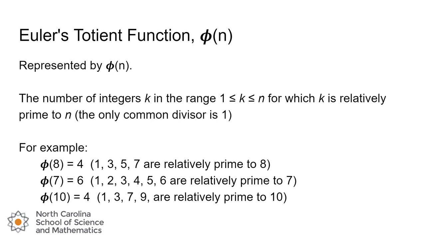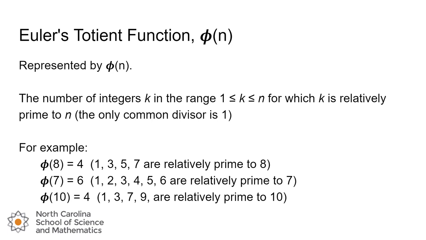And just a reminder, relatively prime just means that the only shared divisor between the number and n would be 1. So for example, phi of 8 would be 4 because there are 4 numbers between 1 and 8 that are relatively prime to 8. Those numbers are 1, 3, 5, and 7. Phi of 7 would equal 6. There are 6 numbers between 1 and 7 that are relatively prime to 7, and those numbers are 1, 2, 3, 4, 5, 6. That's going to be an important pattern there.